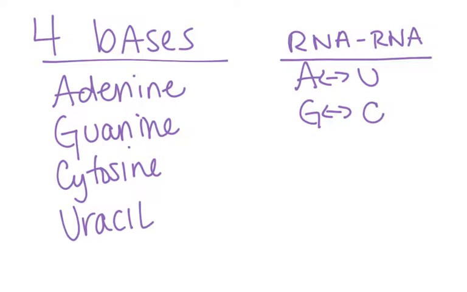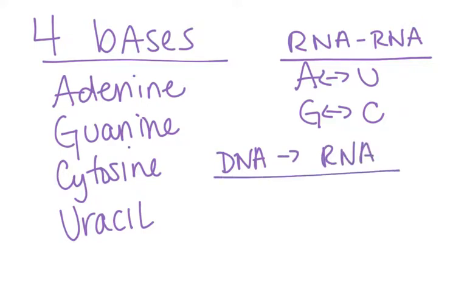When you're converting DNA to RNA, the base pairing rules are: A goes to U, T goes to A, and then G and C go together. So remember that A and T go together, and there are no T's in RNA. That's the biggest thing. So there are no T's in RNA.